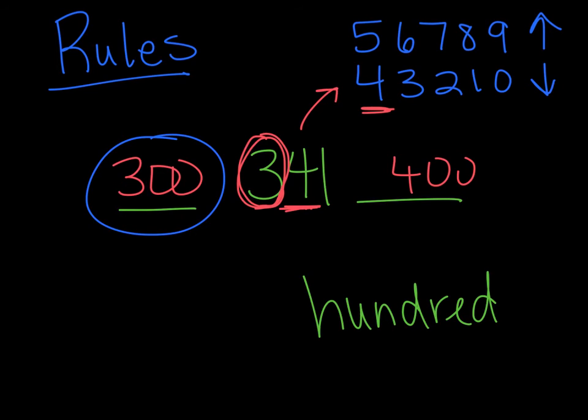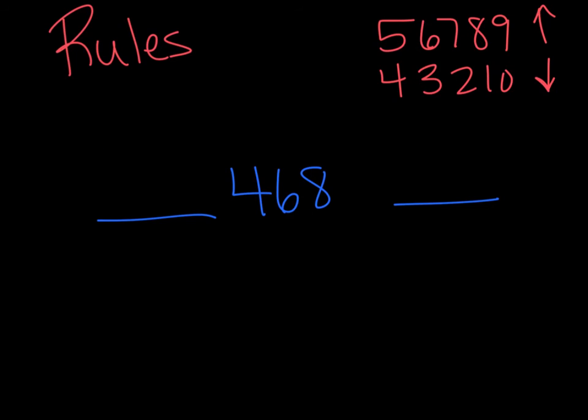Okay, let's do another example. Let's try this one. We've got 468. So I'm rounding to the nearest 100. So we're going to circle that hundreds digit. I'm going to underline the tens digit. That's our bossy digit. And then I'm going to write my benchmark numbers down. So think, when I count by hundreds, 100, 200, 300, 400, 500, what 2 numbers does it come between? So 468 comes between 400 and 500.